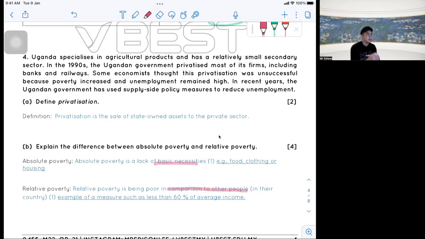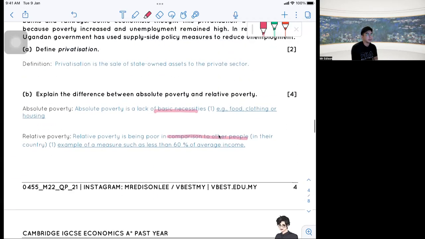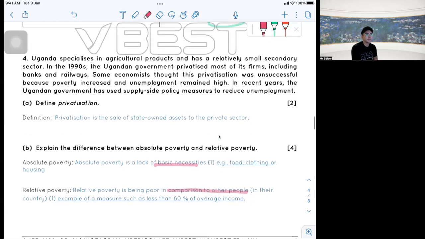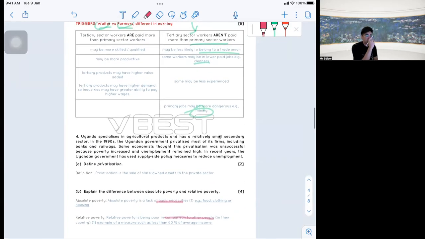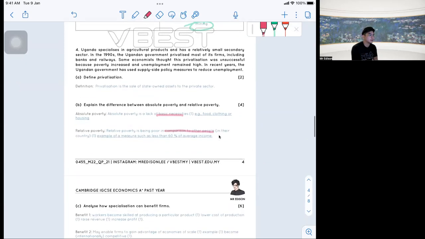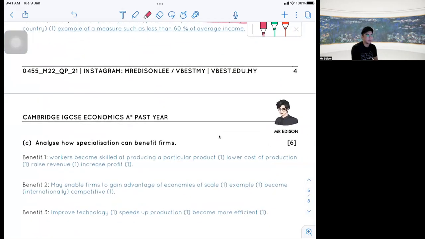All right, again, nothing so interesting. All right, take a screenshot. Why not just a whole page? 5, 4, 3, 2, 1. Let's go. So analyze how specialization can benefit firms.